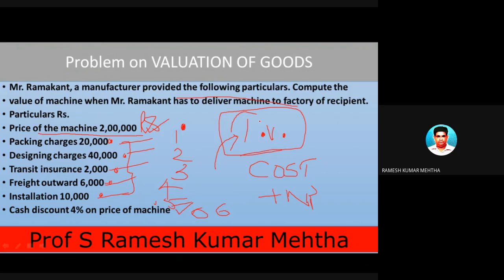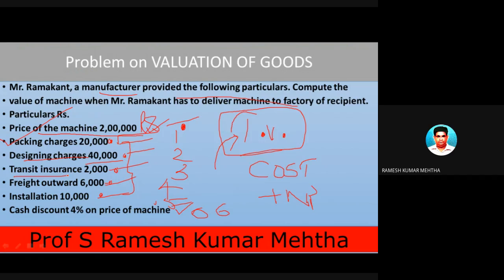In this case, the price of the machine is 2 lakh rupees, which he has purchased and wants to sell to the end customer. The packing charges incurred for making the machine in a packed condition are 20,000 rupees. The designing charges to manufacture this particular product, which are incurred by the manufacturer, are 40,000 rupees.